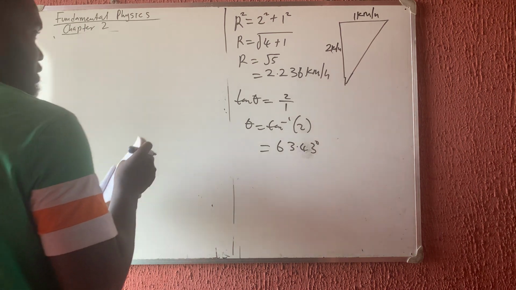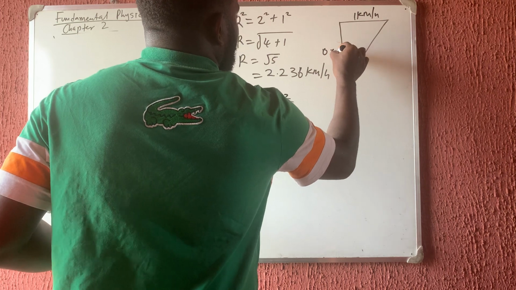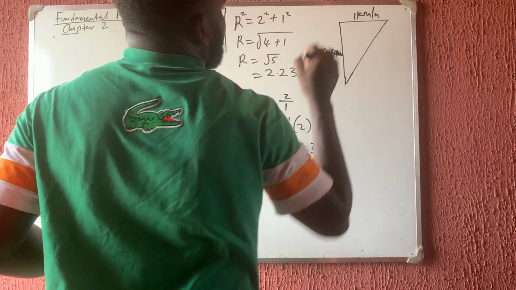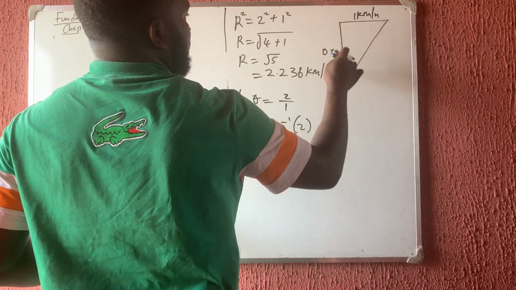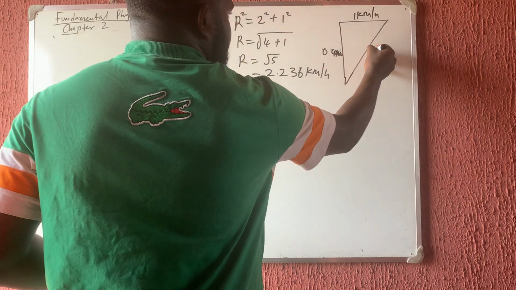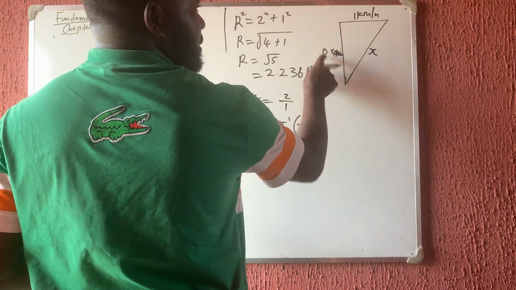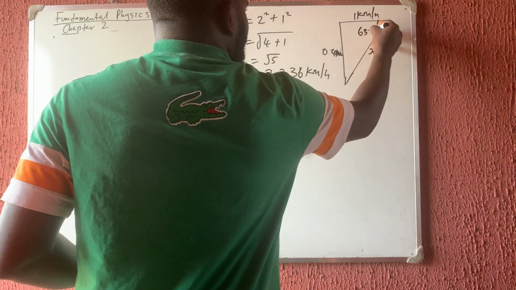The river is okay, 0.4. Let me change this place to the distance 0.4 kilometer. We need to know the distance this man moved from where he is. We need to find this distance using this distance, but we know an angle here. An angle here gave us 63.43.